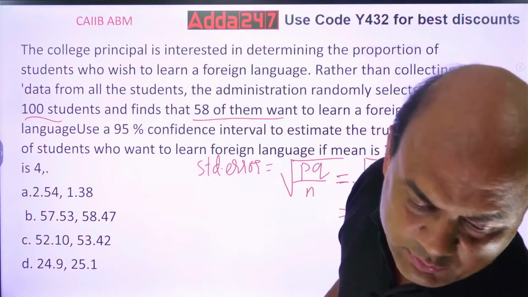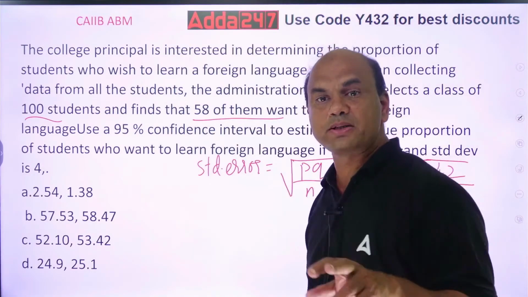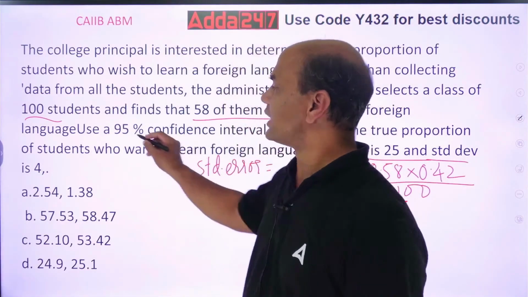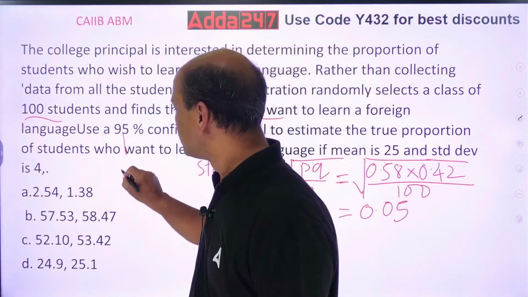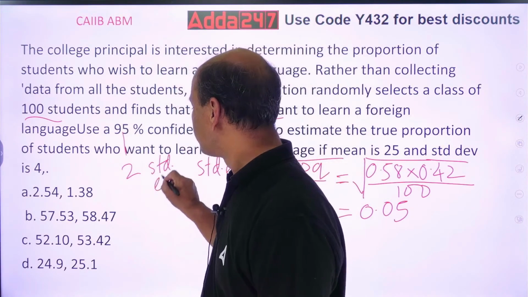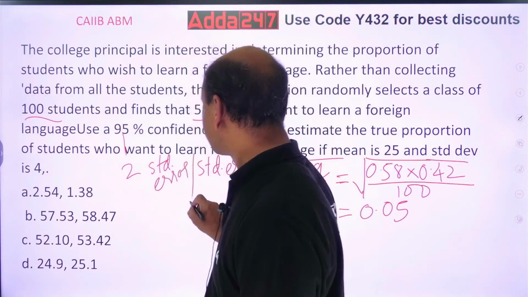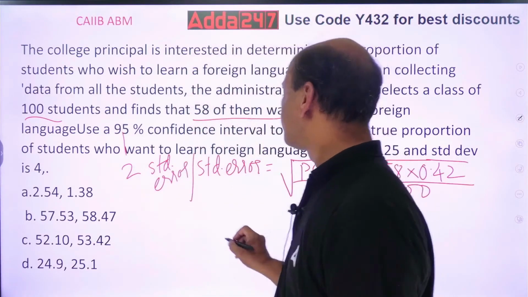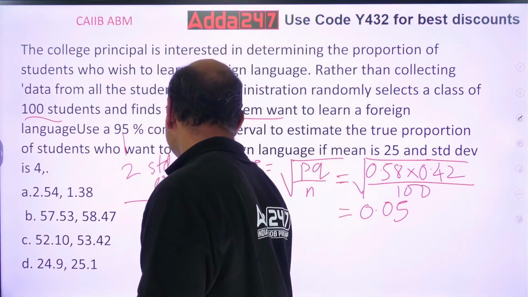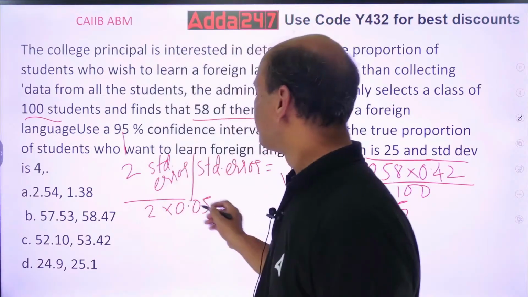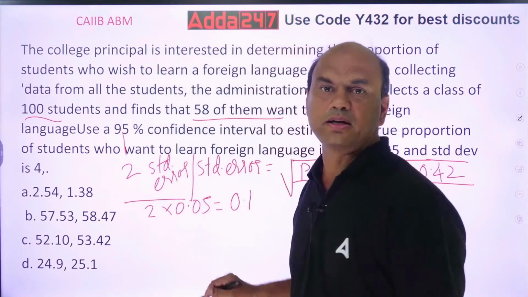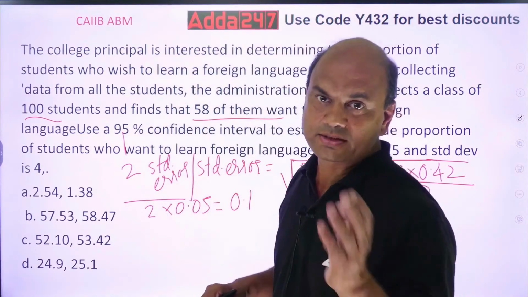Now what do I want? I want 95% confidence. When I want 95% confidence, it means 2 standard errors. 2 standard errors means 2 into 0.05, that is 0.1. So for this 2 standard error, I'll do addition and subtraction to the mean.